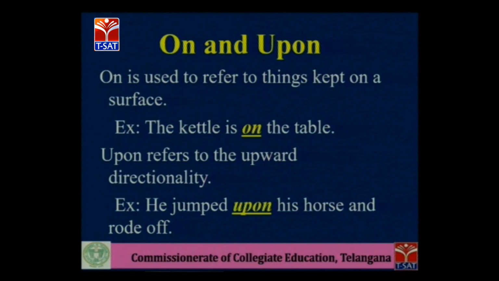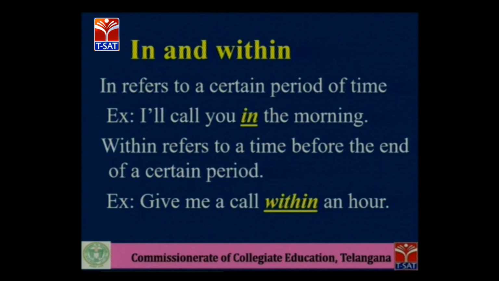And the next one is on and upon. Do you know when we use on and upon, because they are very confusing. We usually use on when it is referring to things kept on a surface. For example, the kettle is on the table, the bottle is on the desk, and there is a plant on the floor. So we use on when we are referring to a surface, and upon is used when we are talking about upward directionality. He jumped upon his horse and rode off. So we use on and upon in these scenarios. And the next commonly confused prepositions are in and within.